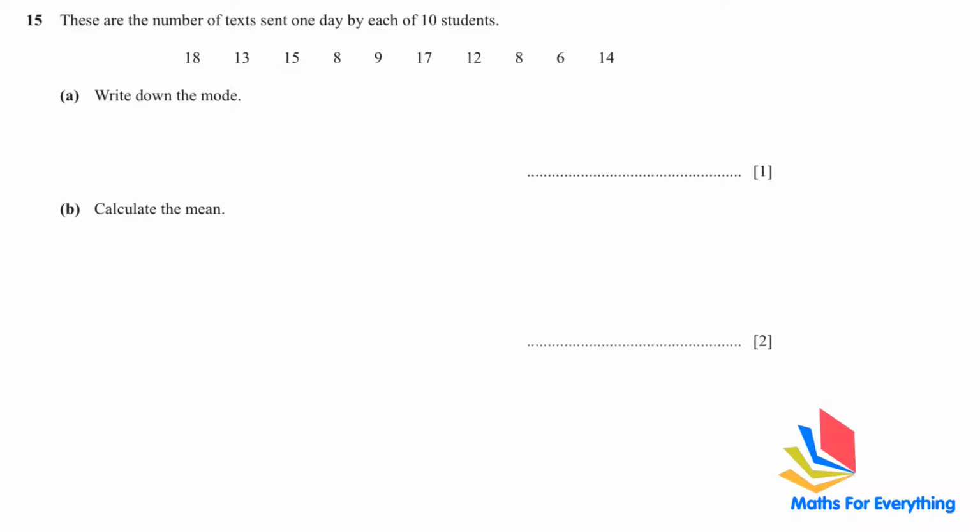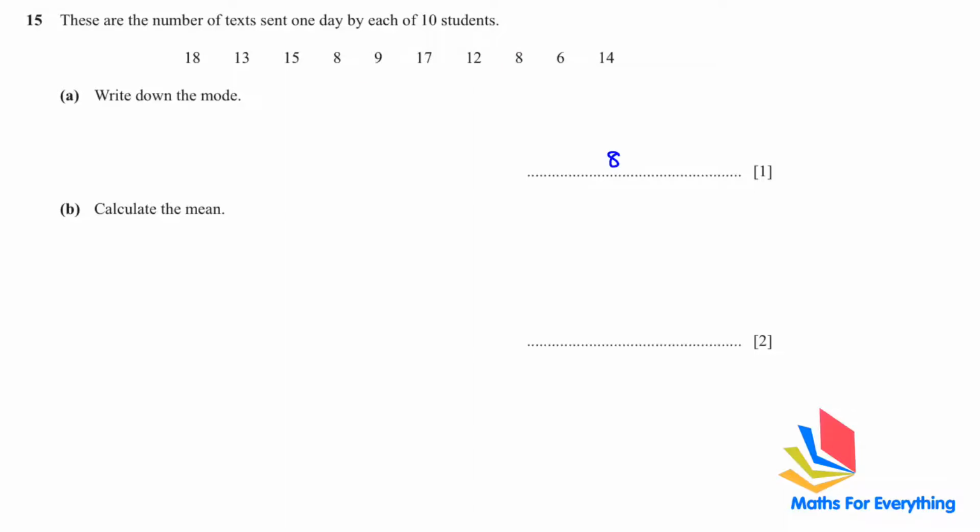Question number 15. We have been given some numbers. These are the number of texts sent on one day by each of 10 students. Write down the mode. Mode is the most repeated number. So we can see that 8 is the most repeated number. So therefore the mode is 8.